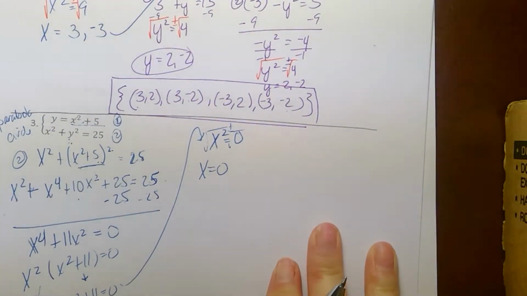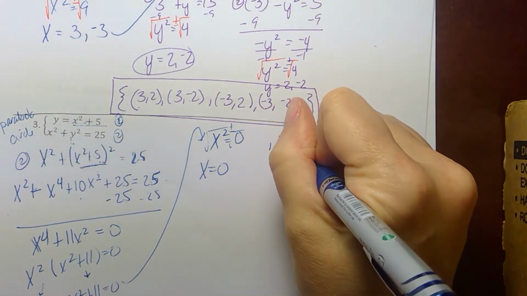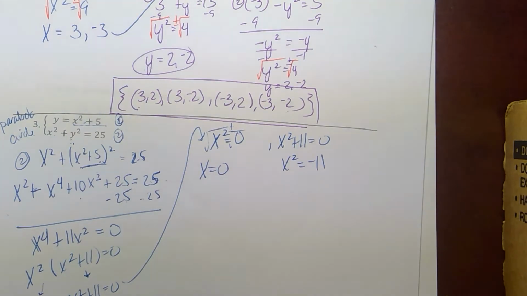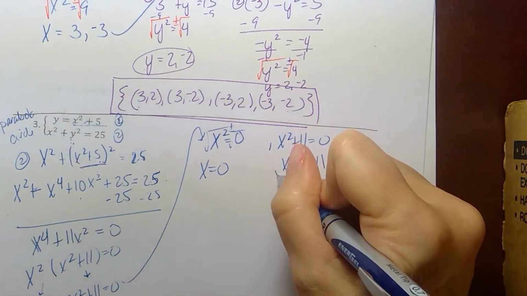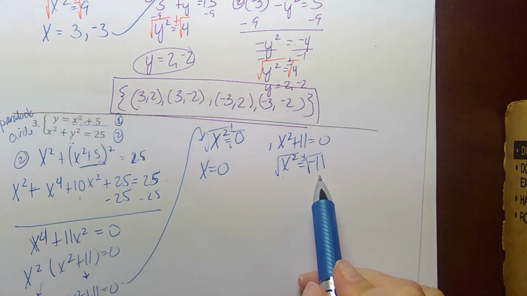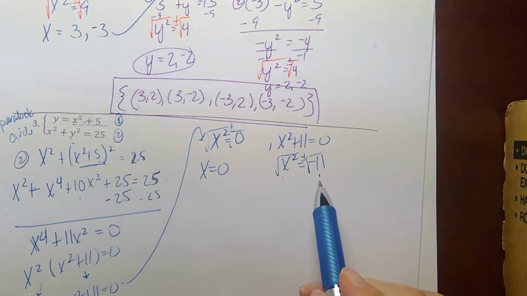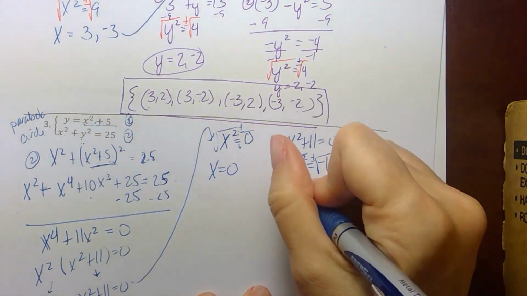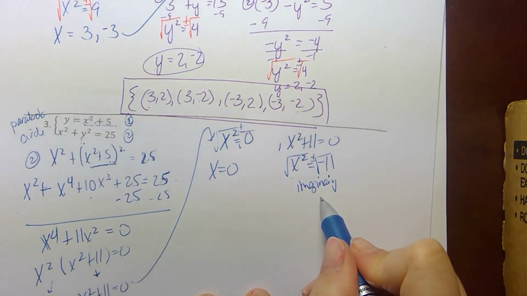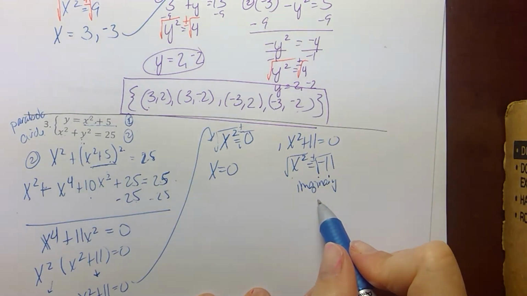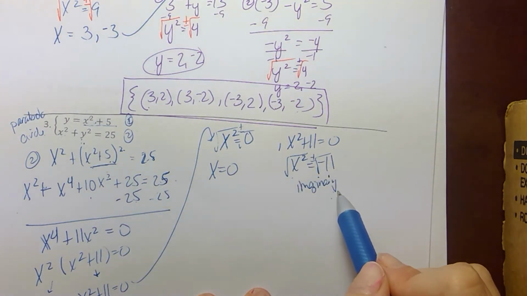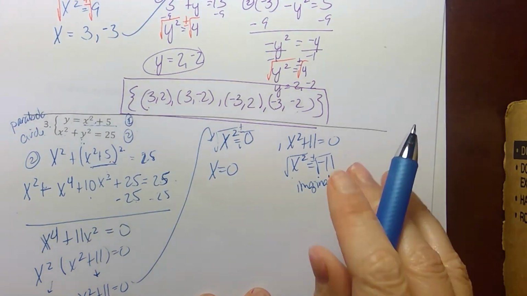When I have x squared plus 11 equals 0, I move that 11 to the other side and it becomes negative. Here, when I take the square root to solve, I've got plus or minus the square root of negative 11. Well, what about the square root of negatives? Those are imaginary numbers, and imaginary numbers don't show up on our graph. So that does not give me a point of intersection. So I'm kind of done with this. This doesn't give me graphing points, so it doesn't give me points of intersection.